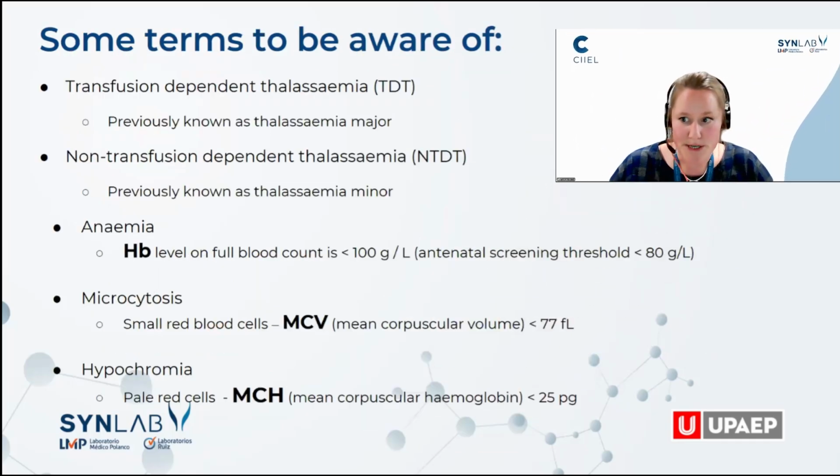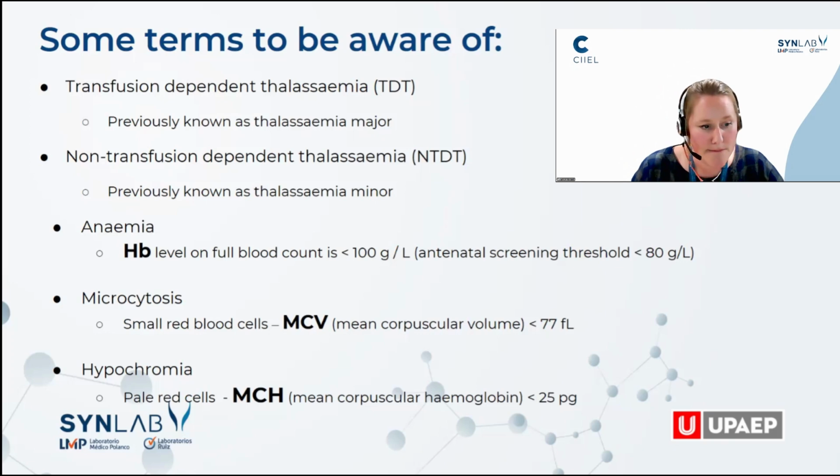And some clinical terms for you to be aware of that are used in diagnostics and treatment of sickle cell disease, management of patients with sickle cell disease and thalassemia. So the first is transfusion-dependent thalassemia. Now, this term has largely replaced the previously used term thalassemia major. So this is where the patients largely have little or no expression of beta globin, and they are transfusion dependent. And then there are non-transfusion dependent thalassemias, which were previously known as thalassemia minor.